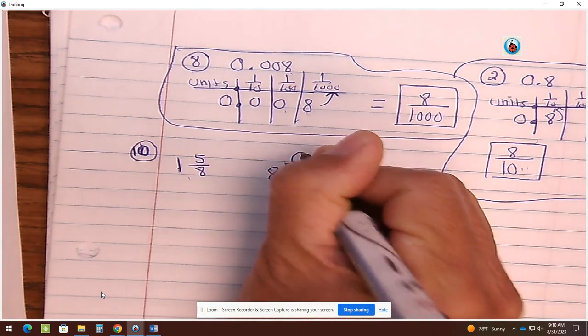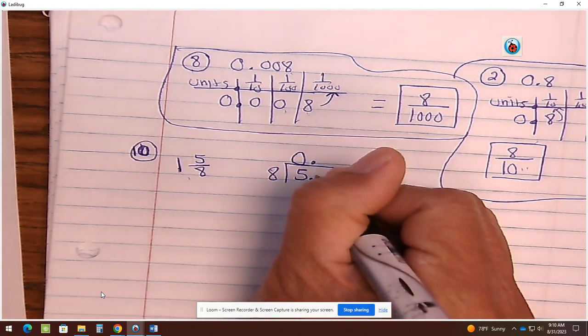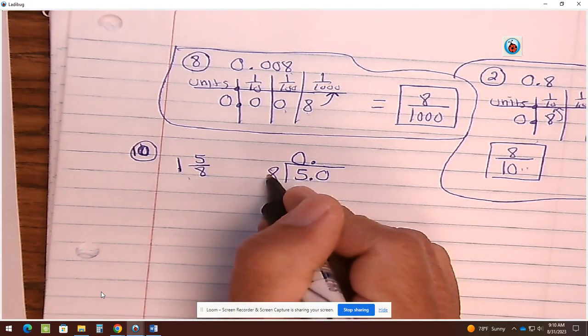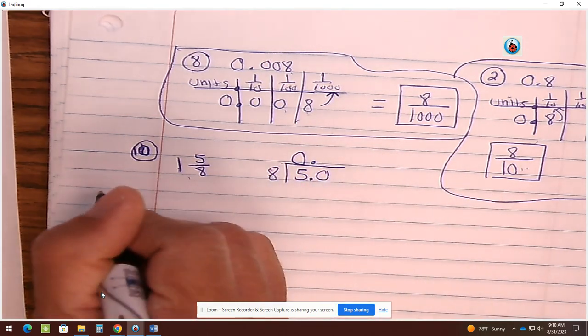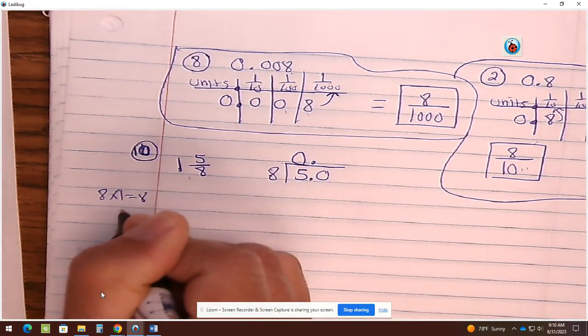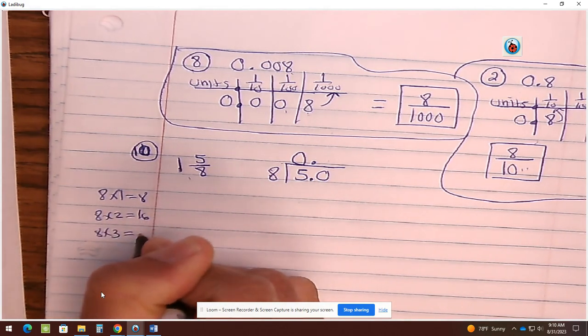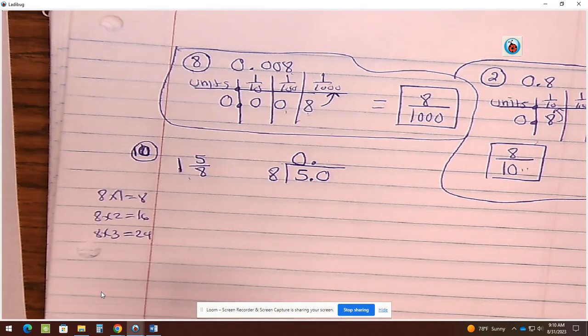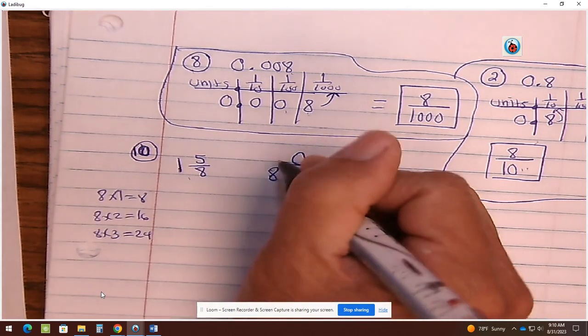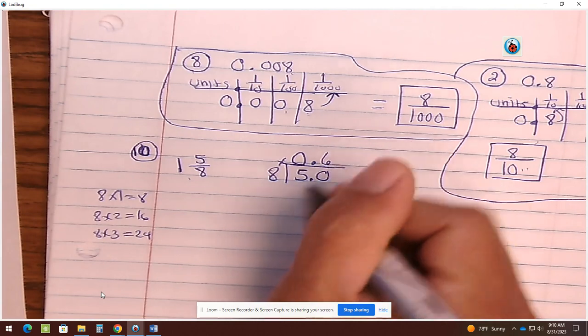So this will be 0, not enough. I add a 0 there, so it's 50. So 8 times what gives me 50? If you don't know your times tables, you write them down here on the side. 8 times 1, 8 times 2, 8 times 3, and so on. If I don't know the times tables, too bad. Write them down on the side. I know the times table, so I know it's going to be 8 times 6.